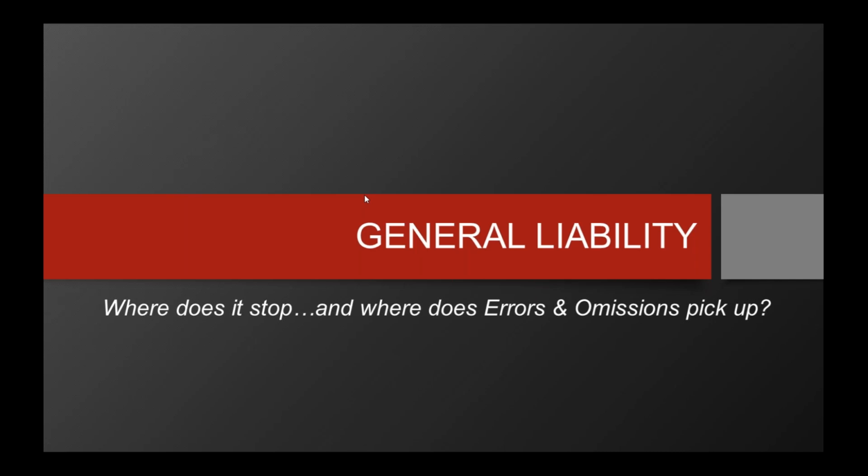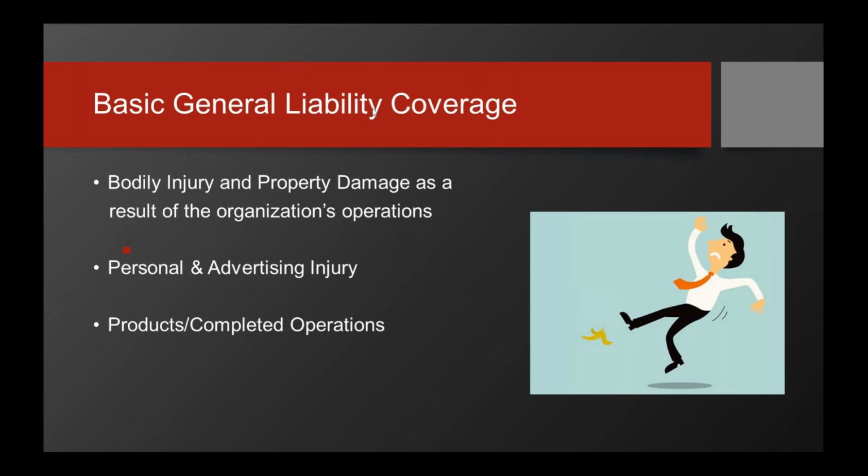But what I thought I would do is try and explain at least the differences between general liability and errors and omissions. So general liability, where does it stop and where does E&O begin? Basic general liability, I think probably most of you know this, covers bodily injury and property damage as a result of an organization's operations. A lot of times it covers personal and advertising injury as it relates to marketing materials and things like that. And it can cover some products and completed operations if you're involved with developing products and the like.